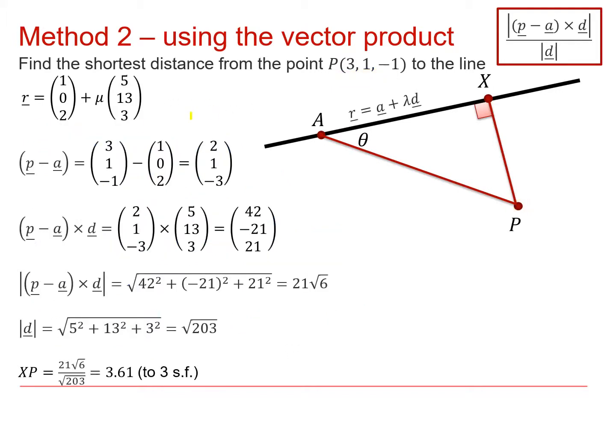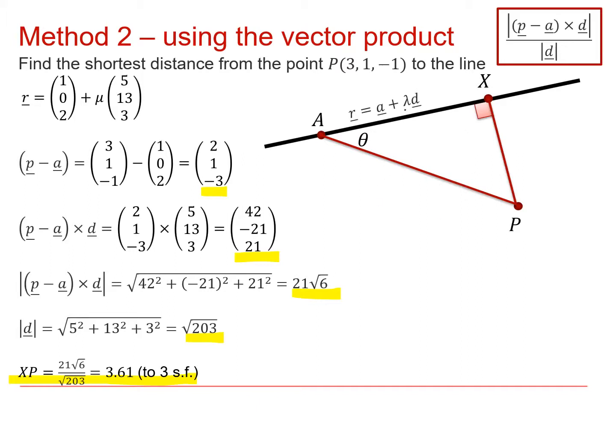And there is that written up so you can follow it a bit more easily. Here's P minus A, and then P minus A cross D, and then finally the length of P minus A cross D. So that's the top line in our formula up here. And then the magnitude of D here, so that's the bottom line. So we just divide the two and we get the final result.